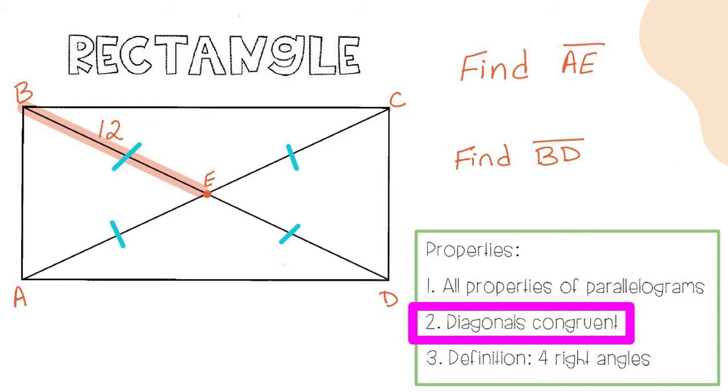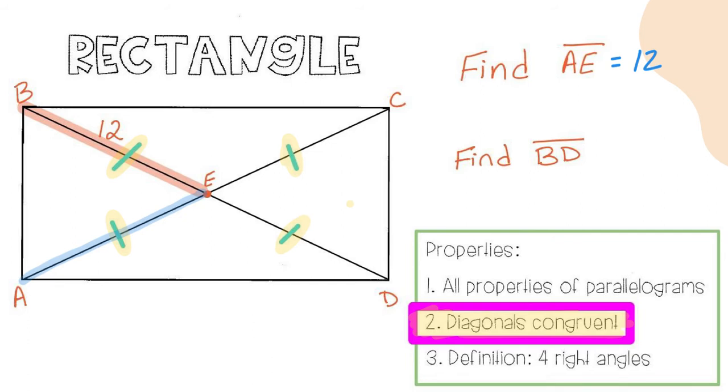I see that because I have all of these congruent marks on all 4 parts of the diagonal. That's how I know that that's the property I'm working with. And I want to find AE. So AE is located here, and I know that that's congruent to BE, so that means that that equals 12.